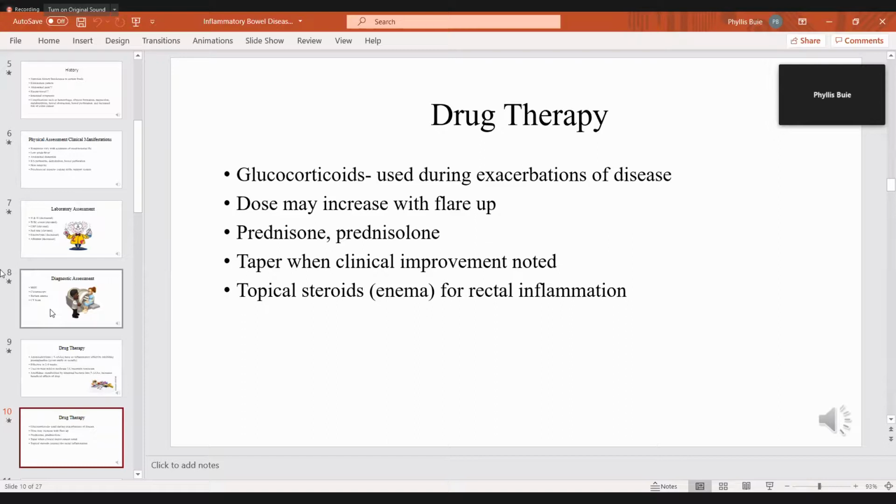Typically, it's going to be used with flare-ups, and as you know, we want to taper it when we get ready to stop it. We don't want to just stop it suddenly. We want to taper it off over the course of a few days.